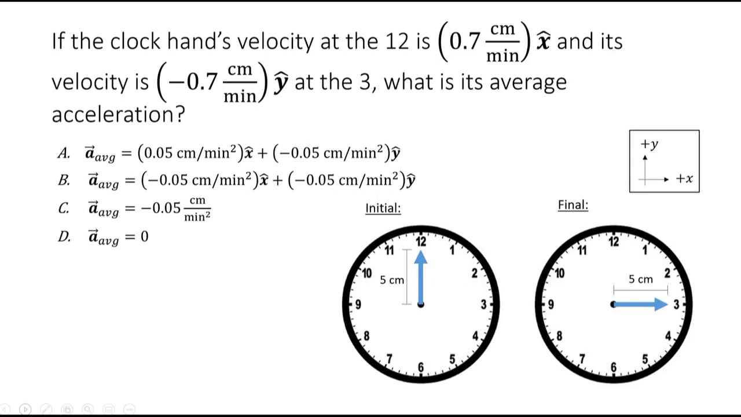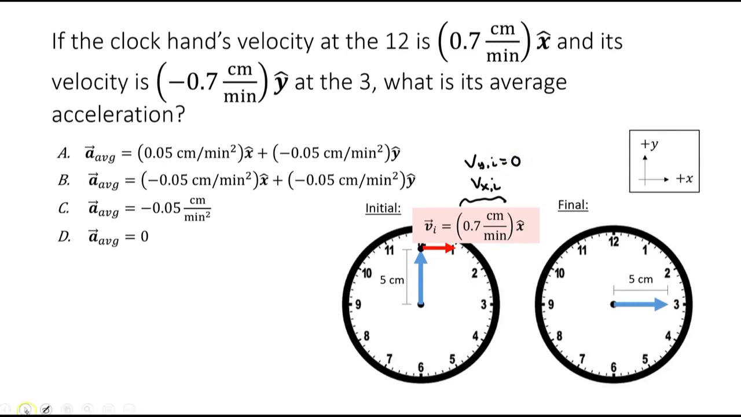Okay, so to answer this question, we just have to remember that the average acceleration is change in velocity over change in time, and then we have to think about what's our initial velocity and what's our final velocity here. So our initial velocity is the velocity when the clock's hand is at the 12, which we're told is 0.7 centimeters per minute in the x-hat direction. So you'll notice here that this term in parentheses, that's like our Vx initial. Vy initial is actually going to be 0 here. So there's no initial velocity component in the y direction. It's not moving down at all. It's just moving in the x direction when it's right at that 12 position.